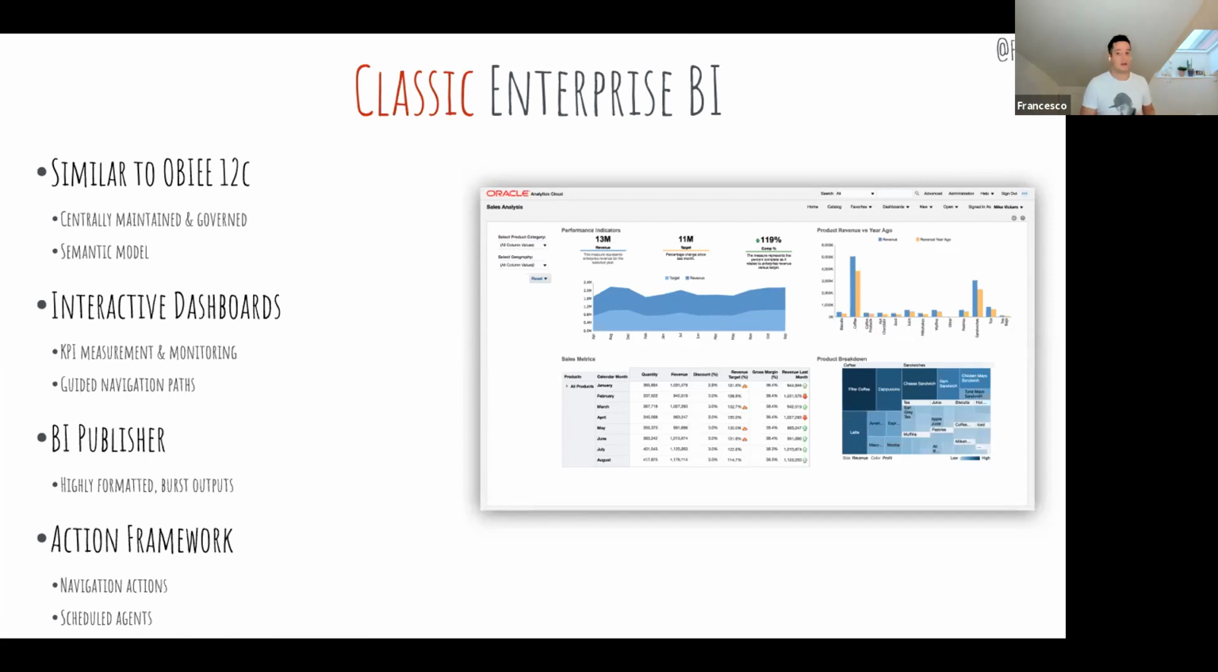So if you have to create a massive amount of PDFs in pixel-perfect format, BI Publisher is the tool for you. And in general, you have the action framework, which allows, from a creator point of view, to define paths and to create a story on top of the data. As I said, all this stuff is based on a metadata model, which is centrally managed and maintained. So you cannot directly access the data. You have to ask the IT department to build this metadata model for you.